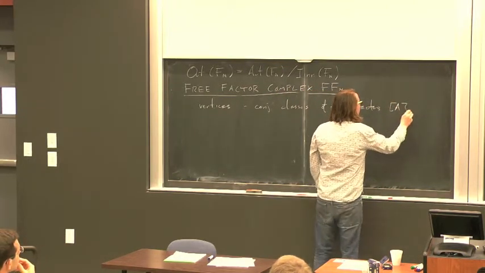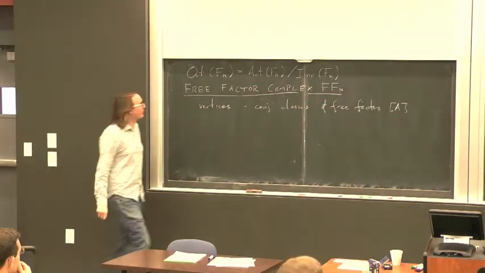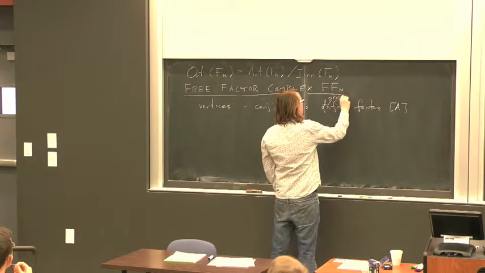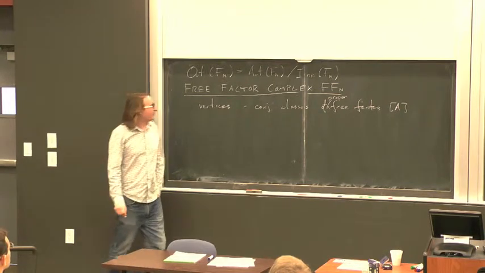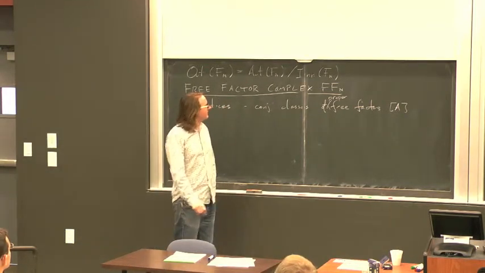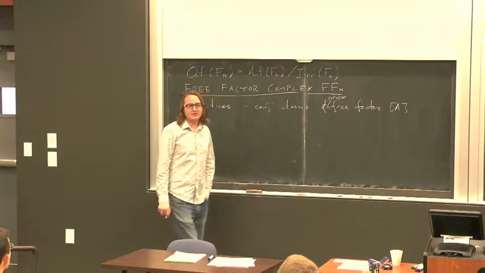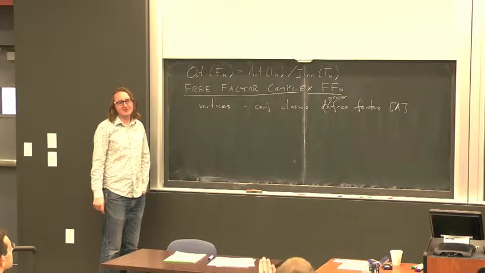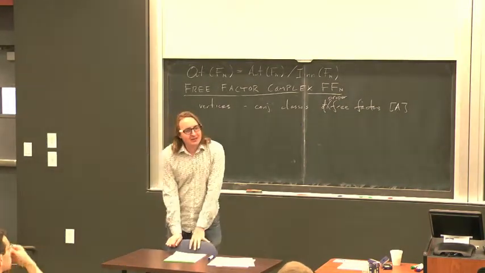So a vertex, I use this notation to denote proper free factors of any rank, right? A proper non-zero one. Would you count the trivial element as a proper free factor of the free group? Sorry to ask a really dumb question, but when you say factor, do you mean like quotient?